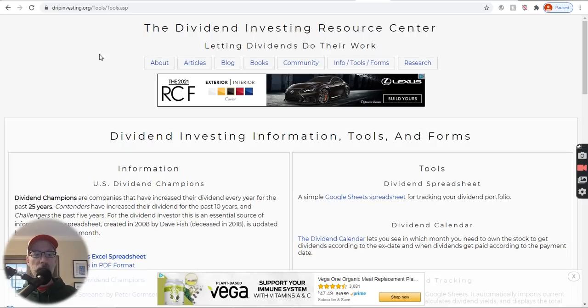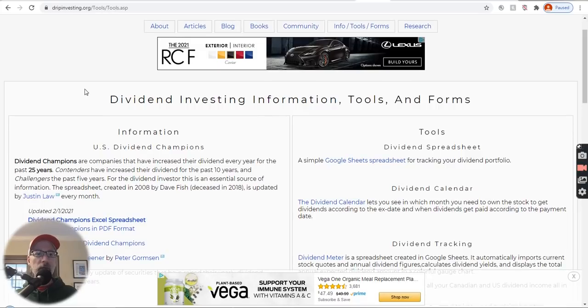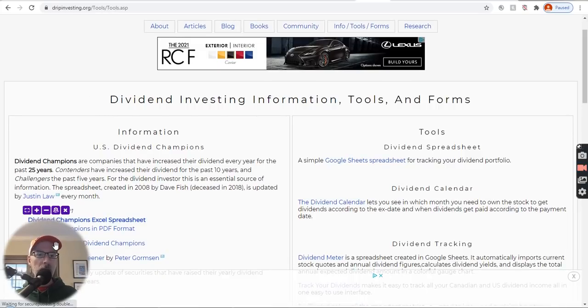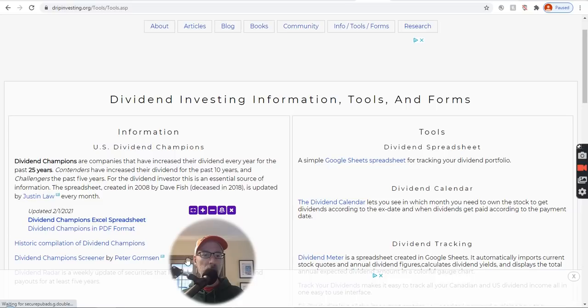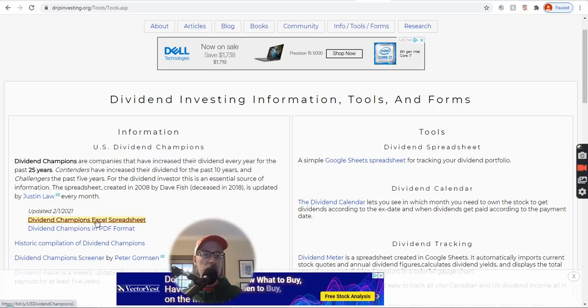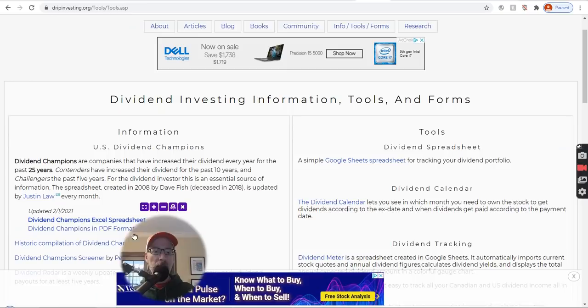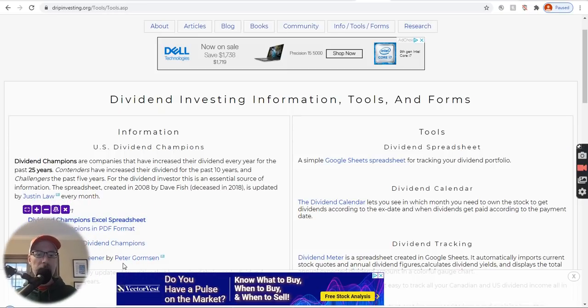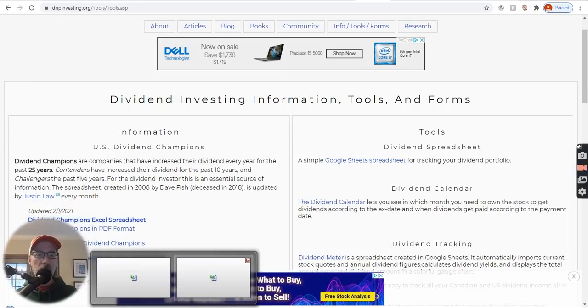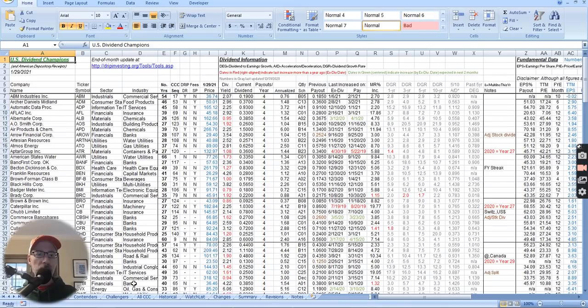And if a company is paying out more dividends each year, that means the company is growing. The officers in charge know that the company is doing well, so they can give back more of their earnings to the shareholders. When you go to this website, you want to click on the Dividend Champions Excel spreadsheet, or you can do it in PDF format. I like the Excel spreadsheet because you can manipulate some of the columns and rows. So you click on that, and let me pull up the Excel spreadsheet here. It'll open up to a spreadsheet that looks like this.